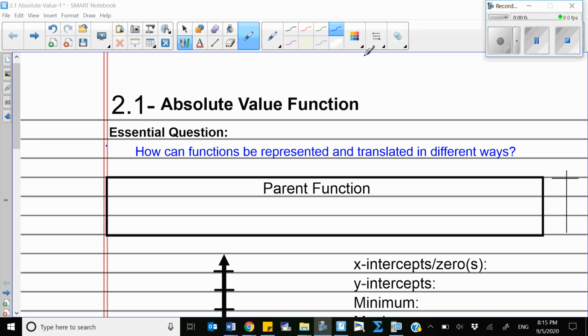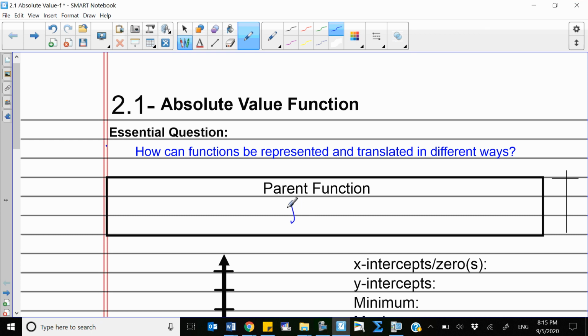Hi everyone, we're going to learn about absolute value function today. Our essential question is how can functions be represented and translated in different ways? The parent function equation of absolute value function looks like y equal to absolute value of x.